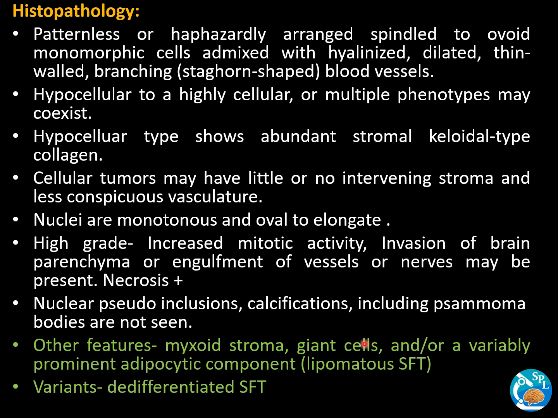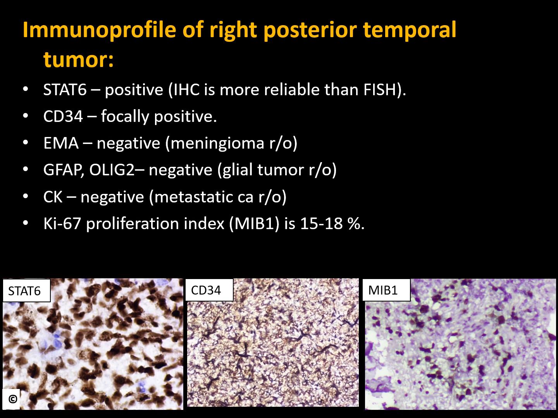So some SFTs may show myxoid change or multinucleated tumor giant cells. Some may have prominent adipocytic components. And there is also a variant called dedifferentiated solitary fibrous tumor. This is the immunoprofile of a right temporal mass. The strong nuclear STAT6 positivity was observed.